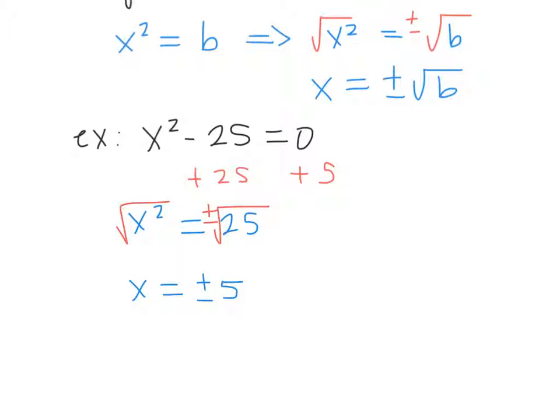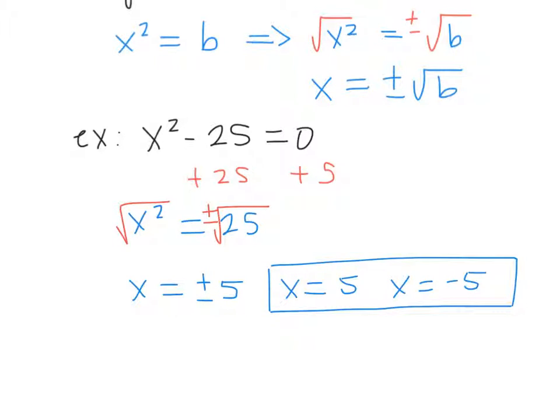So we get two solutions. What this means, x equals plus or minus 5, is that x equals 5 and x equals negative 5. It just means there's two solutions. There's two values that if we plug them back into that equation, if we plug in 5, square it, minus 25, that equals 0. And if we plug in negative 5, square it, subtract 25, that equals 0.